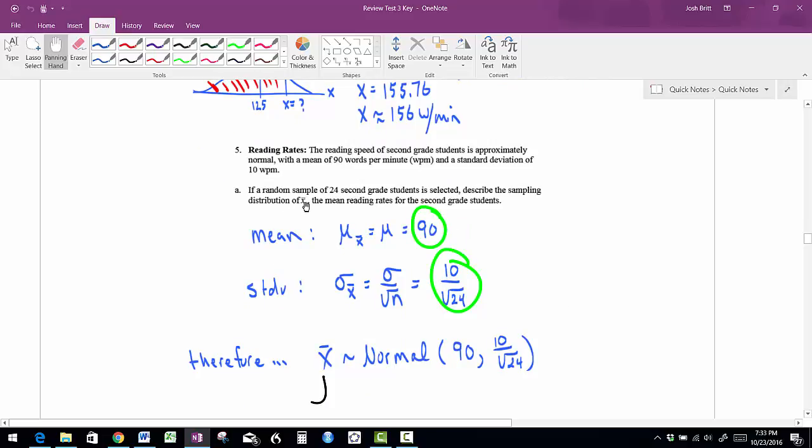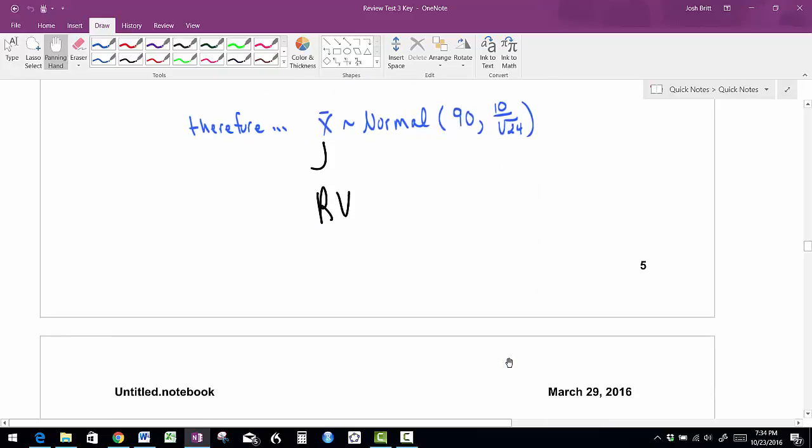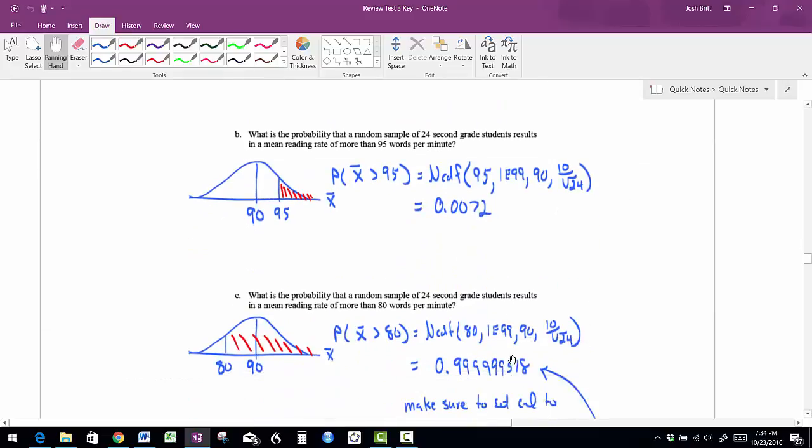So whenever you ask a probability question related to the mean of a sample, in this case 24 students, you've got to get the mean and the standard deviation for the distribution of x bar. So remember, these are the formulas. X bar is a random variable that follows a normal distribution. The mean is here. Standard deviation is here.